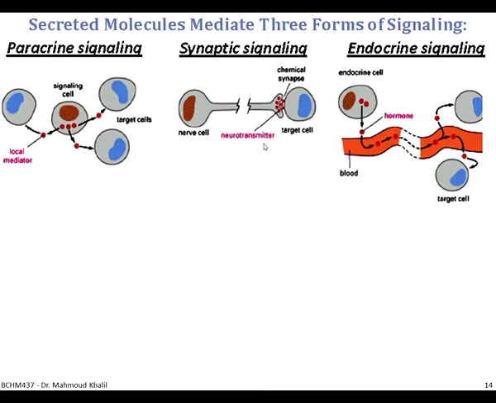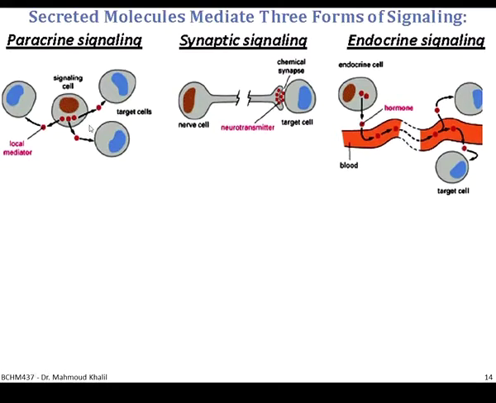Hello. Today we'll start our lecture by differentiating between how the secreted molecules inside the organism can mediate three forms of signaling. So we have paracrine signaling, synaptic signaling, and endocrine signaling. These are three majorly different ways of signaling or communicating between different parts of the organism.